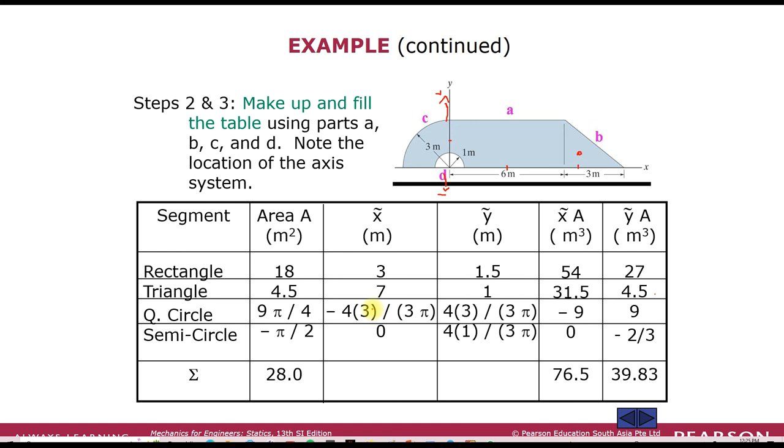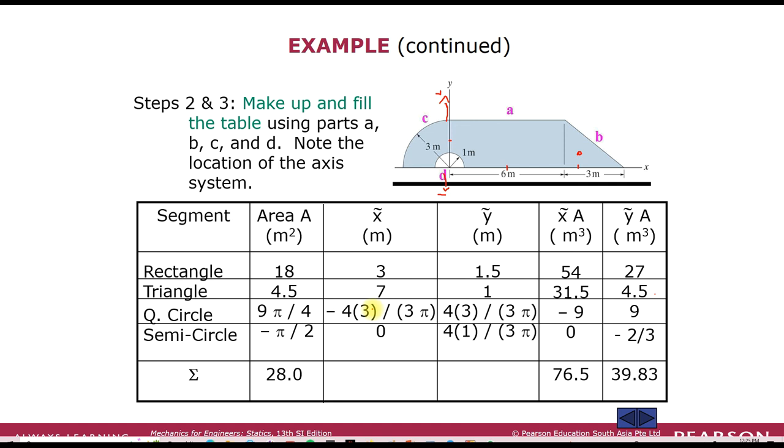So for the x times a here, 9 pi over 4 times minus 12 over 3 pi, so we get the value of 9 minus 9. And also for y a, again, 9 pi over 4 times 12 over 3 pi, we get the value of 9.